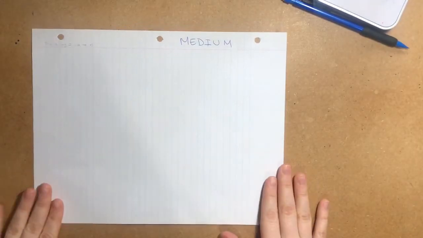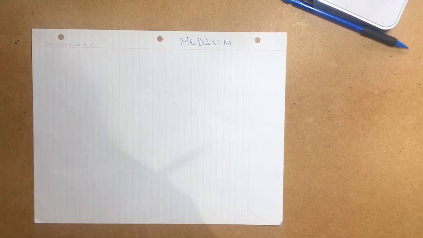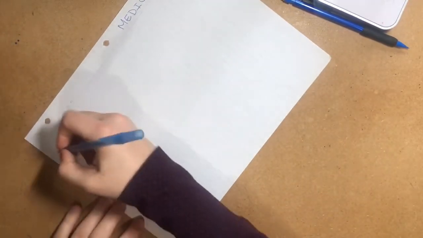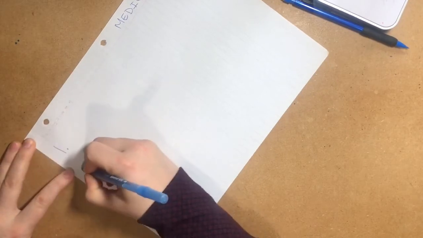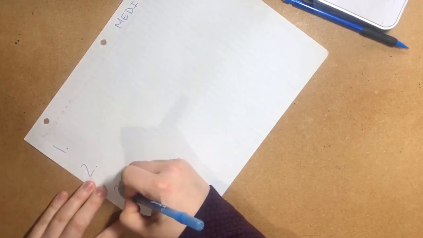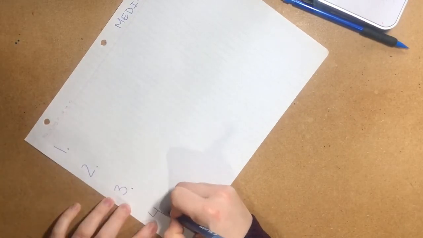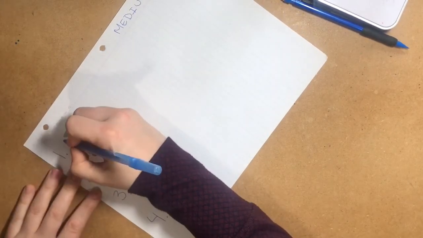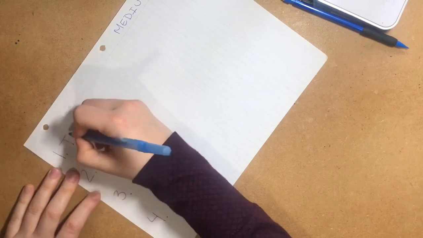Alright, now for the medium version, I'm going to start off the same way I did before and write 1, 2, 3, 4 down on the side. 1, 2, 3, and 4. Now for number 1, I'm going to do the same thing. This is my blank.